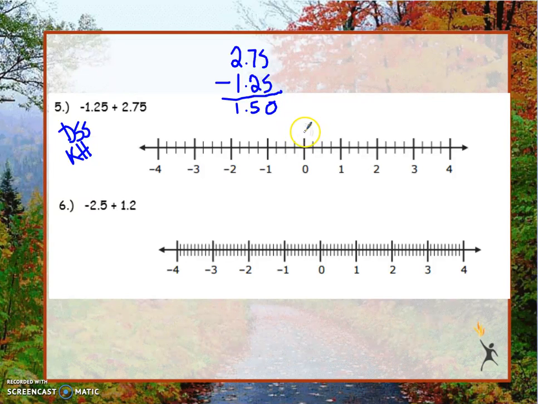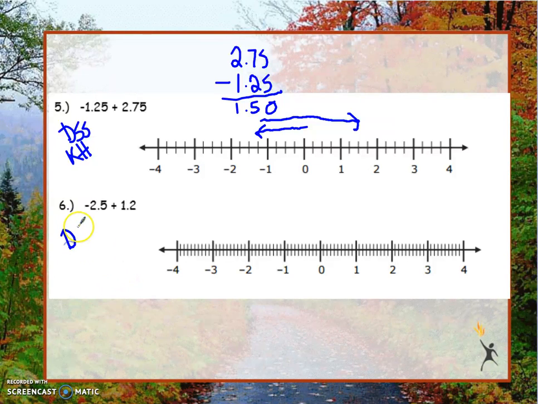We start at the left. We go to 1 and 25/100. Then we are going to go to the right to 2 and 75/100. All right.